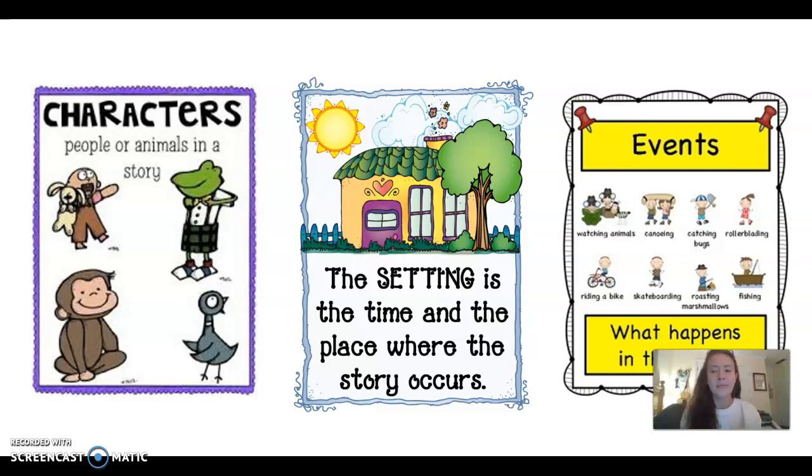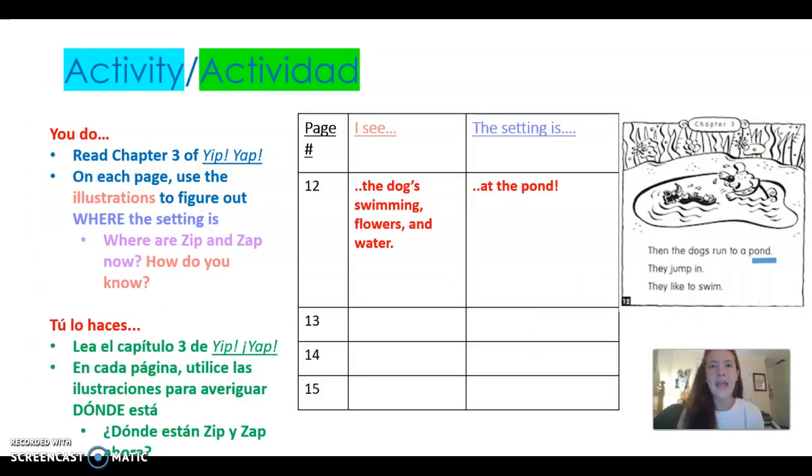That is our setting. And stories can have one setting or they can have different settings, depending on if the characters are moving around throughout the story. So today, you guys are going to read chapter 3, or the ending chapter of Yip Yap, because you guys have already read chapter 1, the beginning, chapter 2, the middle, and now you're going to read chapter 3, the end. And on each page, we're going to use the illustrations to figure out where the setting is.